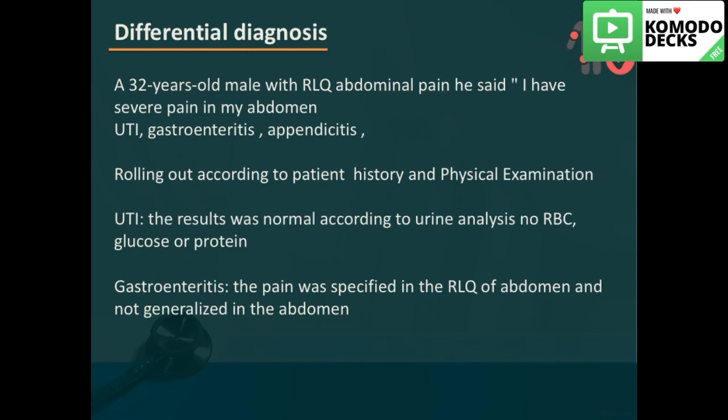Differential diagnosis: a 32 years old male with right lower quadrant abdominal pain. He said, I have severe pain in my abdomen. Urinary tract infection, gastritis, appendicitis. Ruling out according to the patient history and physical examination: urinary tract infection, the result was normal according to the urine analysis. Gastritis, the pain was specific in the right lower quadrant of the abdomen and not generalized in the abdomen.